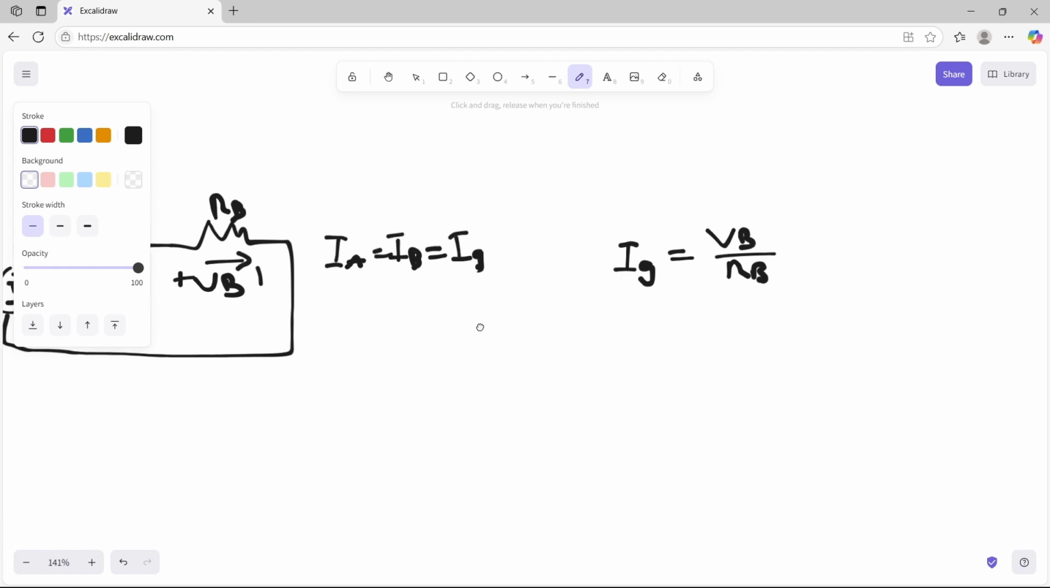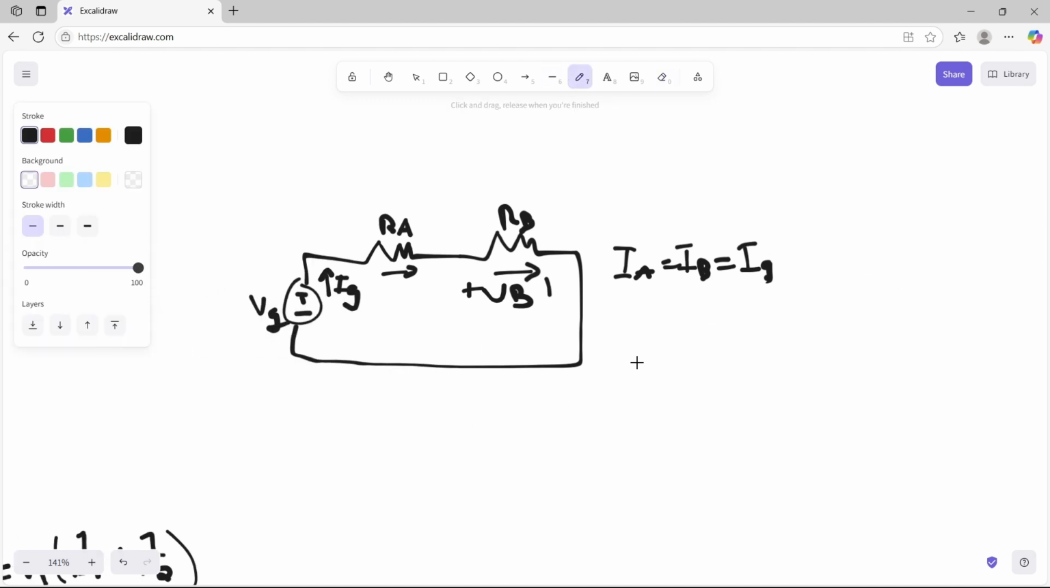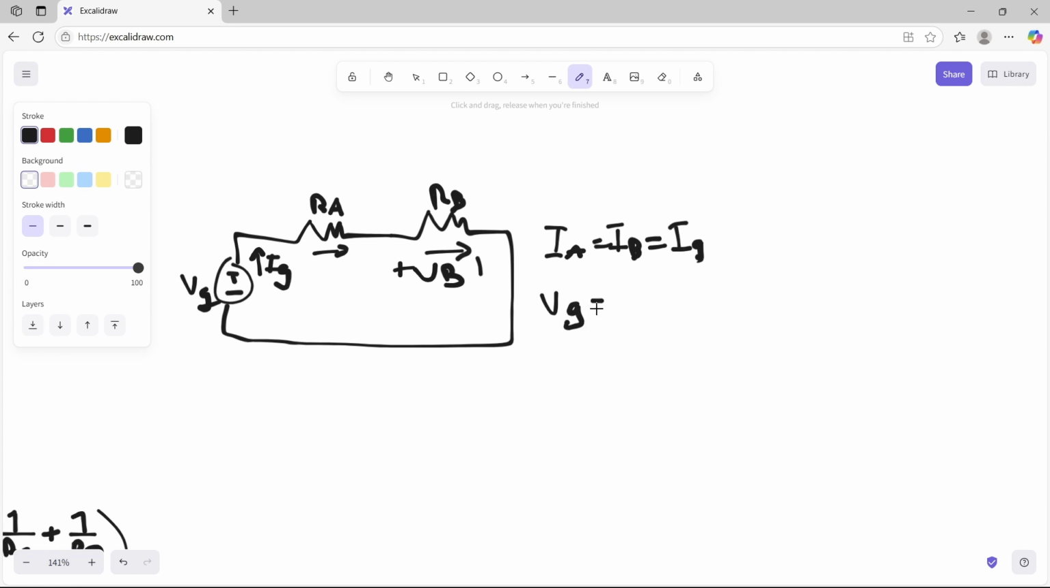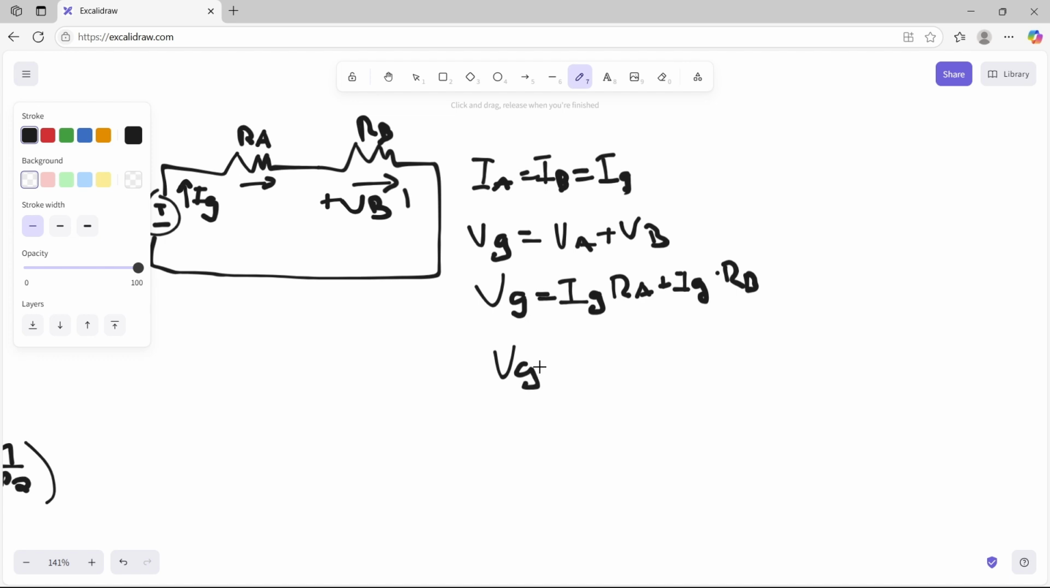And then suddenly, I guess I should delete that too because I haven't gotten there yet. And so we can obviously build the classic KVL relationship of VG equals VA plus VB. And if we go ahead and substitute their Ohm's law equivalencies in, we've got VG now equals IG times RA plus IG times RB. And then we can go one step further and actually add these two resistances together. So now we get to IG times RA plus RB.